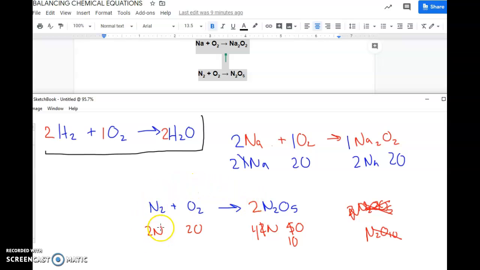That should now be a 4. So I'll put a 2 here. 2 times 2 is 4. So my nitrogens are now balanced.